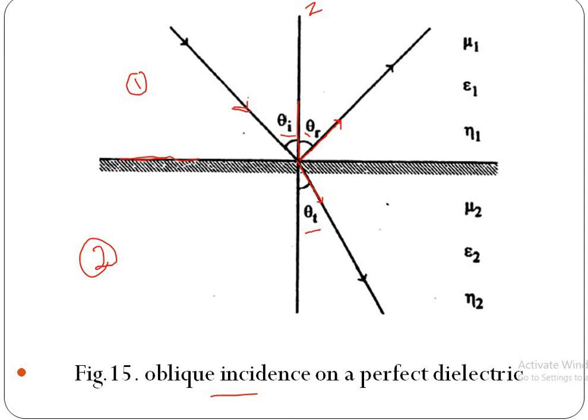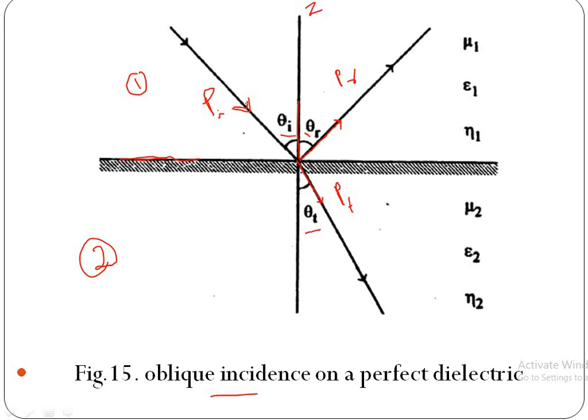This is the incident power Pi. A part of this power is reflected into the same medium. This is the reflected power PR. A part of the incident power is transmitted into the second medium, which is PT. A perfect dielectric is a lossless medium. Hence, the incident power is the sum of the transmitted and reflected powers.